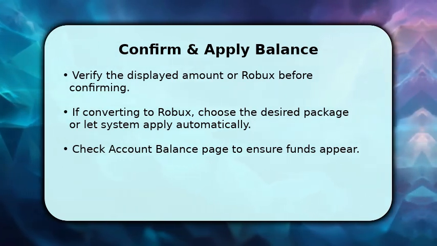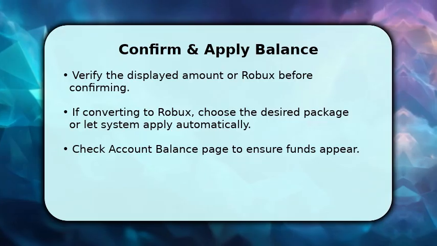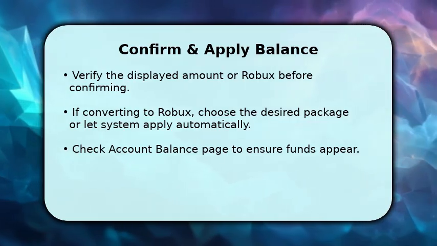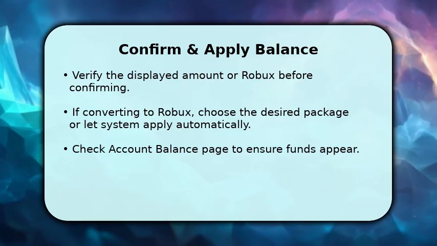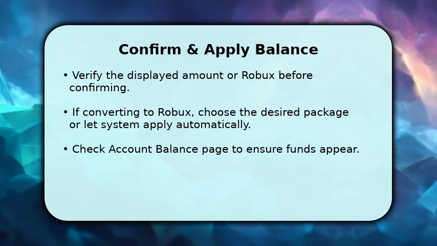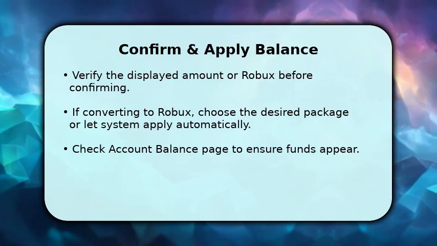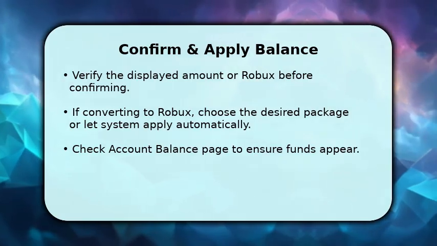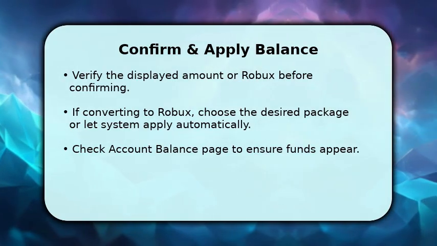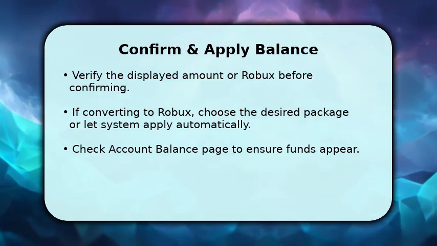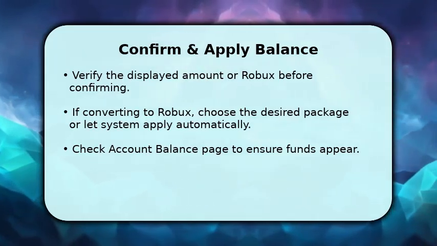If the card adds Robux, either buy a specific Robux package or let the balance sit in your account for purchases. Make sure you select the balance as the payment method during checkout. Once done, open account billing or the balance indicator to confirm funds. If the amount is missing, don't buy anything yet. Pause and verify transaction history.